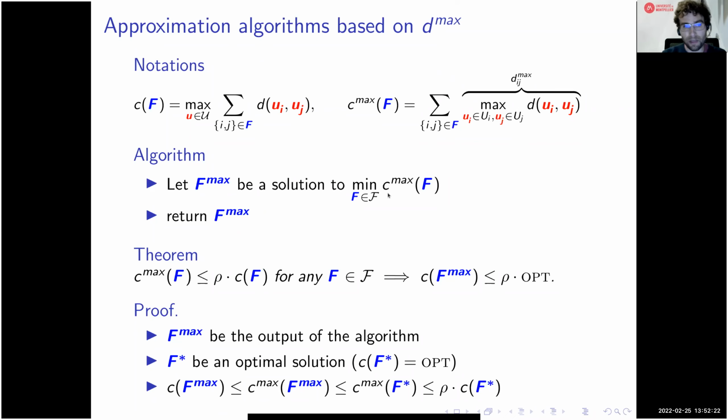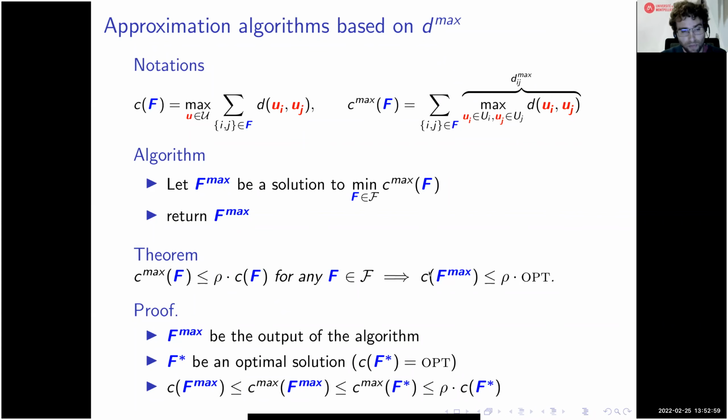And so the algorithm is the one that I mentioned already. We will simply solve this problem, and we get a solution f max, and then we return f max. What we can show, which is not very surprising, is that if you can bound the ratio between those two cost functions, then you get some kind of approximation algorithm. Let's be more precise. If you can say that for any f in your set F, c max of f is less than a given rho times c of f, then the solution returned by this algorithm is a rho approximation algorithm.